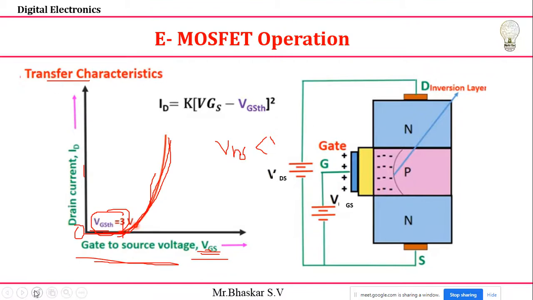And next, this is the drain current equation. You should remember this. Drain current is nothing but K times (VGS minus VGS(th)) whole squared. K is a constant. Remember, K into (VGS minus VGS(th)) whole squared.